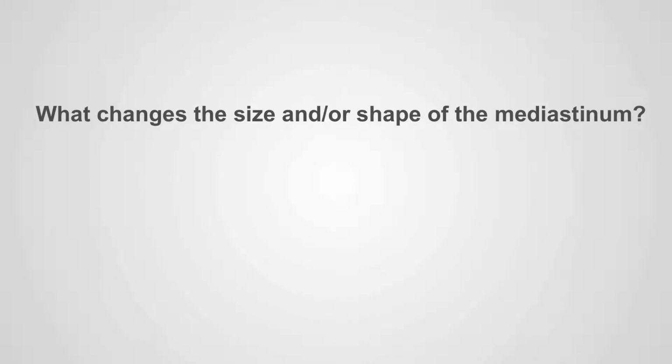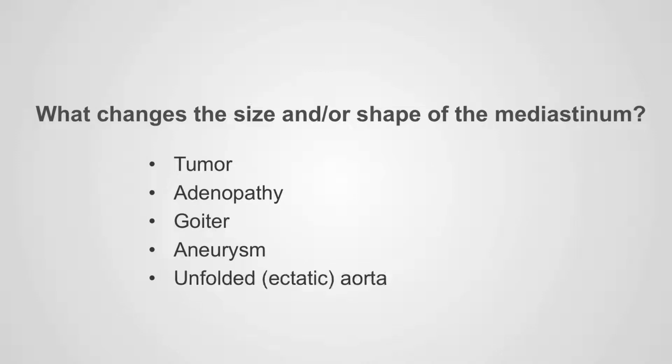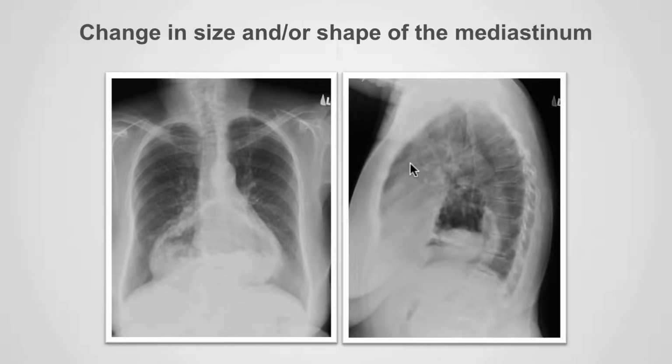What changes the size and or shape of the mediastinum? Tumor, adenopathy, goiter, aneurysm, unfolded or ectatic aorta. Here we have an abnormal contour to the lower mediastinum. Instead of identifying a normal right heart border, we see the edge of a large mediastinal mass that is containing air. This represents a large hiatus hernia. The hiatus hernia is clearly seen within the inferior middle mediastinum on the lateral X-ray.